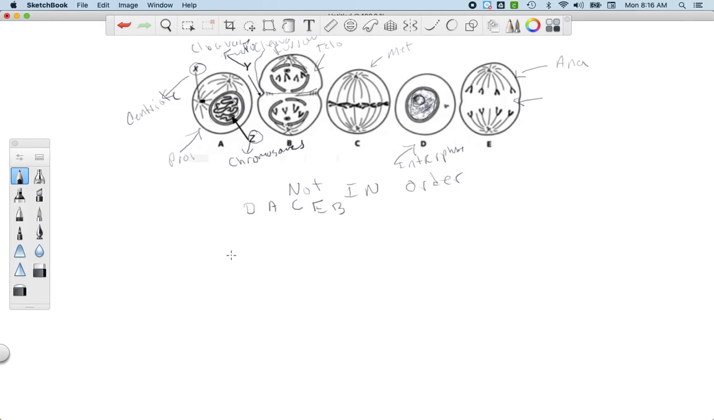And if a cell is not dividing, it's in interphase. If it is not in interphase, it's some part of division, whether it's prophase, metaphase, anaphase, telophase, or cytokinesis. That cell is actively in the process of dividing. If it is not actively in mitosis or cytokinesis, it is in interphase.